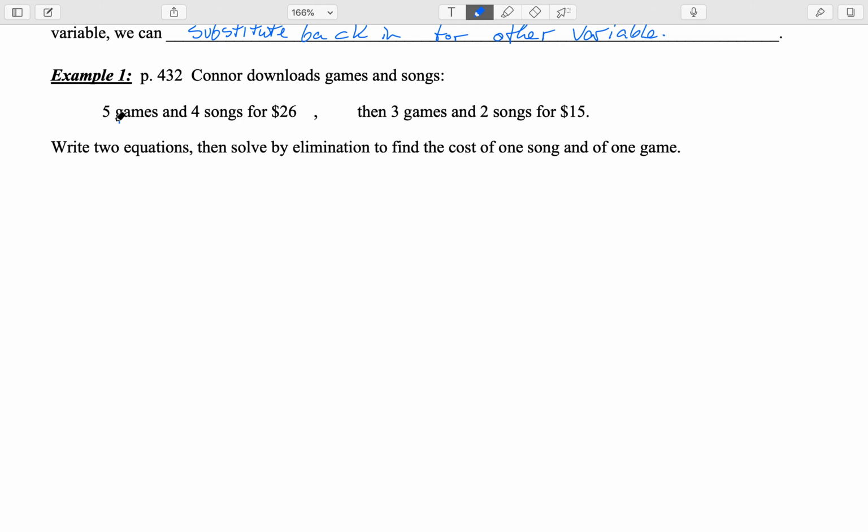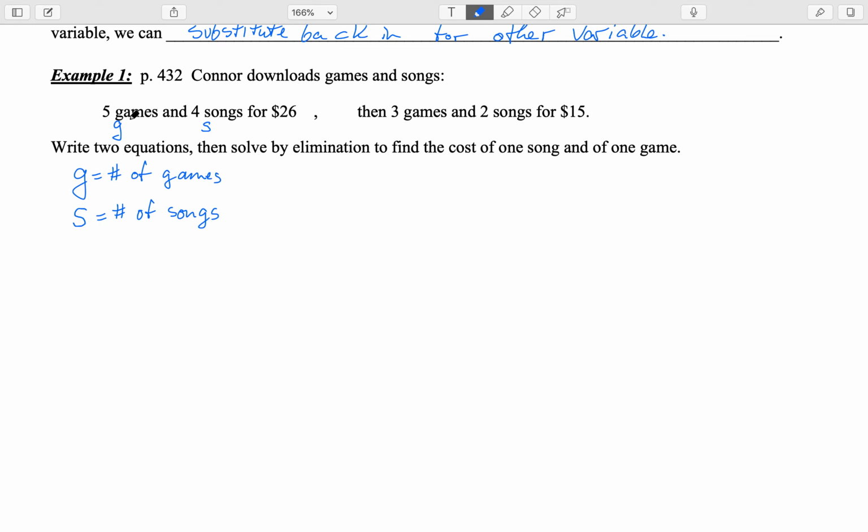So we're talking about games and songs, right? So let's call these G and S. So I'm going to say G is equal to the number of games, and S, I hate using S. S's look like 5s. I'm going to say this is the number of songs. Okay, step 1. Let's figure out our 2 equations.